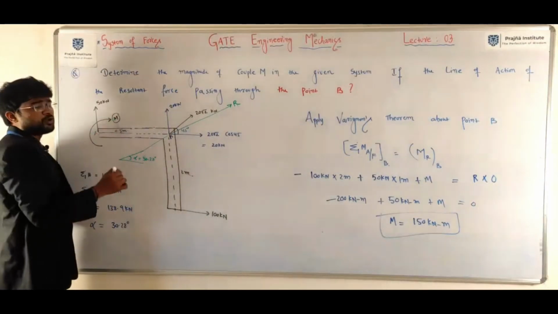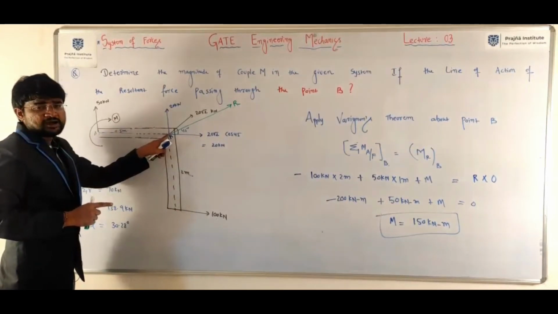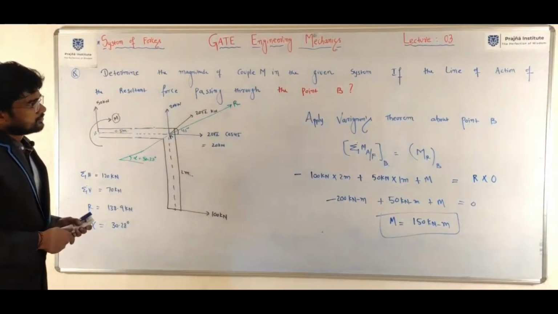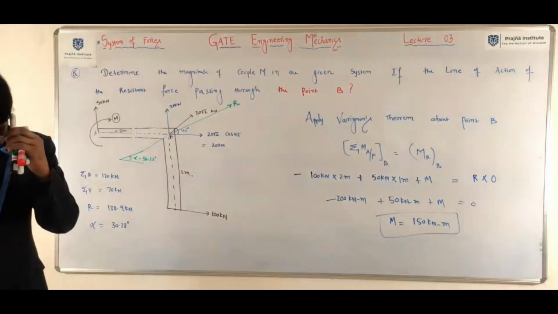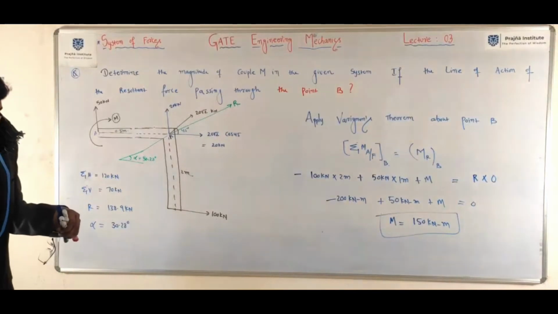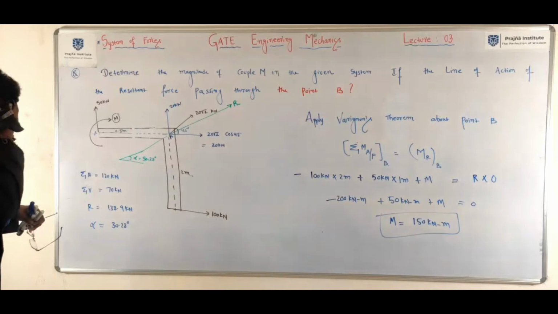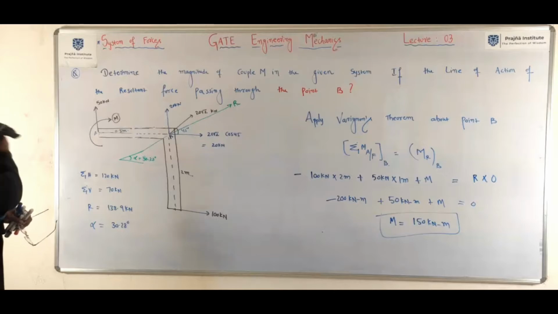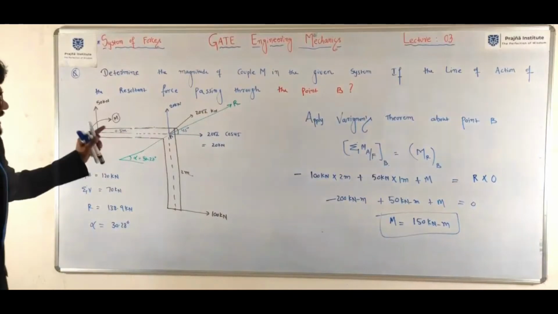If you keep M equal to 150 here, the line of action of the resultant force will be passing through the point B. Clear? Next. Similarly, this is the question. Write down up to here. Next question.